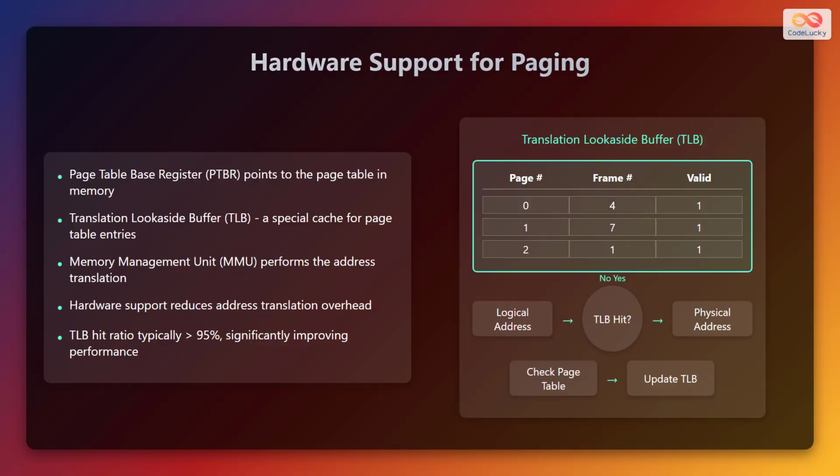Let's examine the hardware support that makes paging efficient. The page table base register, or PTBR, points to the location of the page table in memory. Additionally, there's the translation look-aside buffer, or TLB, which is a special cache that stores recently used page table entries. The memory management unit, or MMU, is a hardware component responsible for performing the address translation. Hardware support significantly reduces the overhead of address translation, which enhances the overall performance of the system. With the TLB hit ratios typically exceeding 95%, memory access times are greatly improved.